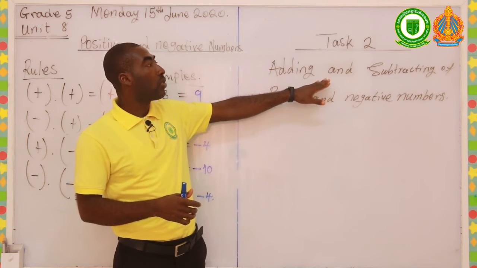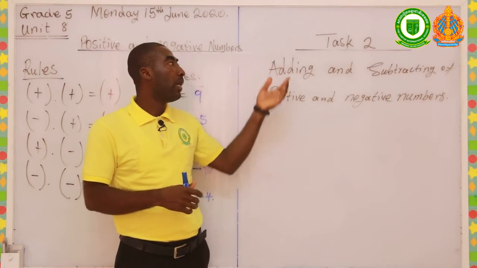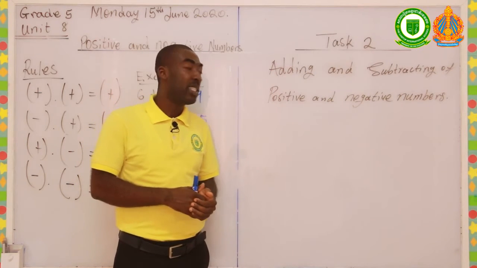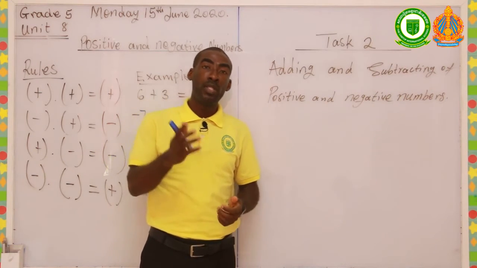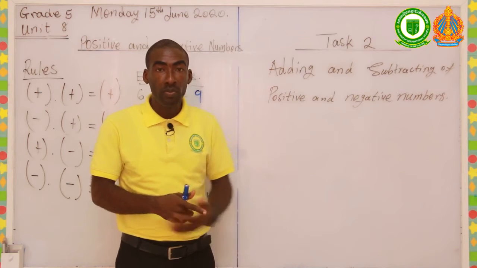So this is your task 2. You'll be doing adding and subtracting of positive and negative numbers, and I'm going to send the 4 questions to you through your Telegram for you to find answers to.